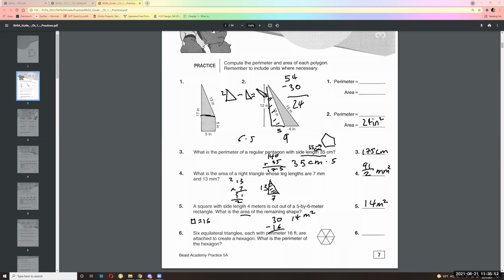Sure, go for it. Can you explain to me the question using this? Okay, so each triangle has perimeter 16 feet. Yeah, so we have to find out the length of each side. Okay, so we just need to do 16 times 6. And then it equals 96, and we just have the area. Do people agree with this, by the way?